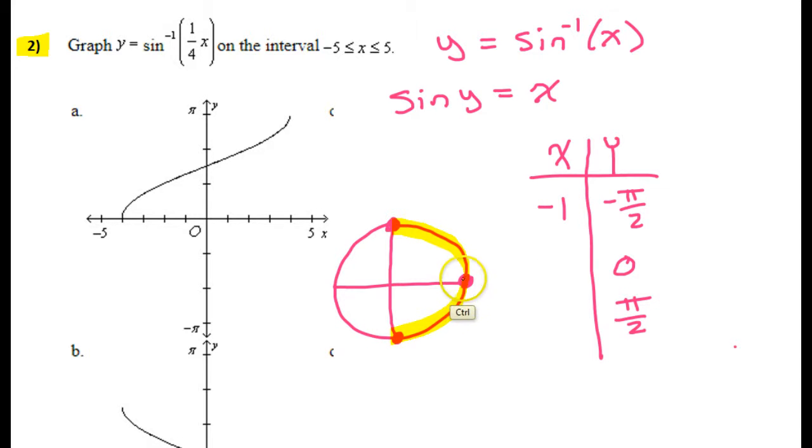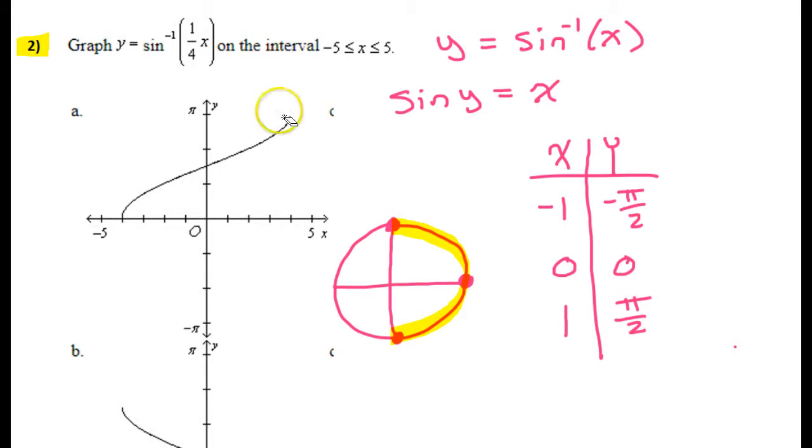What's the sine right here? The sine of 0 is 0 because it's right on the x-axis. And finally, what's the sine of this y value? What's the sine of pi over 2? That's positive 1, okay, because it's 1 up. So I have this little chart of values. But so far, this is for the parent function, y equals inverse sine of x.